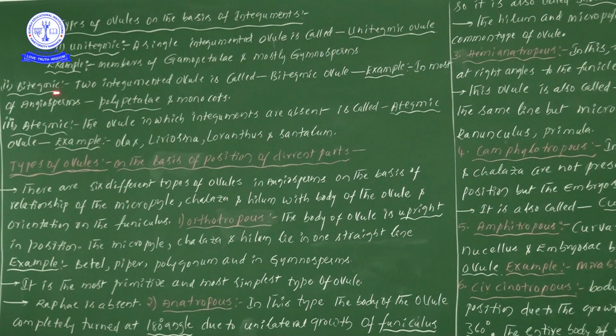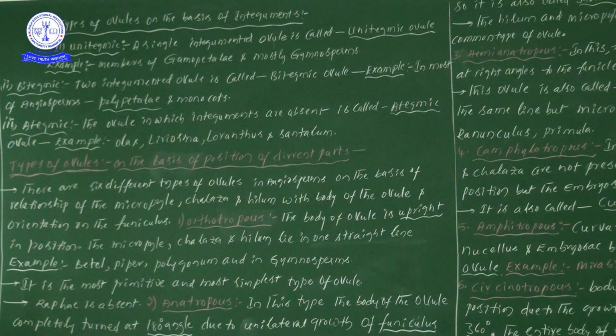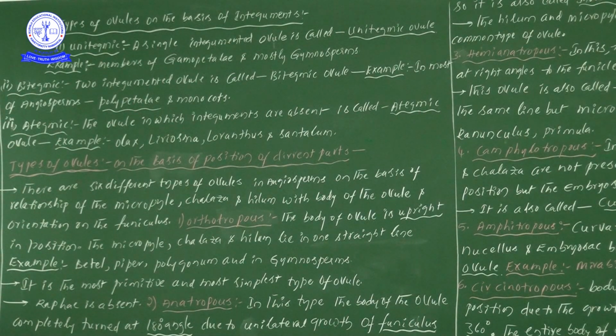Next one, bitegmic point of view. Bitegmic ovules have two integuments, so the total number of integuments is two. That's why we take this as a bitegmic ovule. Best examples are most of the angiosperms, the Polypetalae, where poly means free petals. In the members with the polypetalous condition, and even in monocotyledons, we can take it under the bitegmic condition.